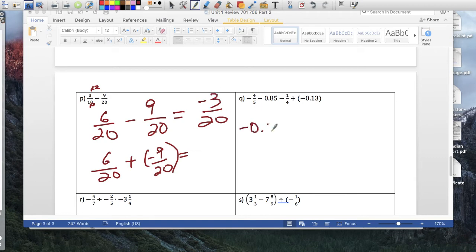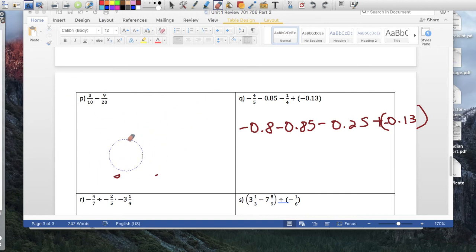Negative 4/5 is negative 0.8, minus 0.85, minus 0.25, plus 0.13, negative. So I know I said it the other day on a similar video. The fifths, 1/5, 2/5, 3/5, 4/5 is 0.2, 0.4, 0.6, 0.8. 1/4 is 0.25, 2/4 is 0.5, which is half. 3/4 is 0.75. Those you should memorize. So once you change everything to decimals, this is nice.